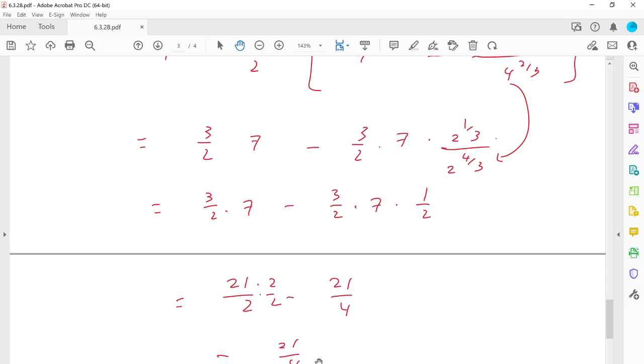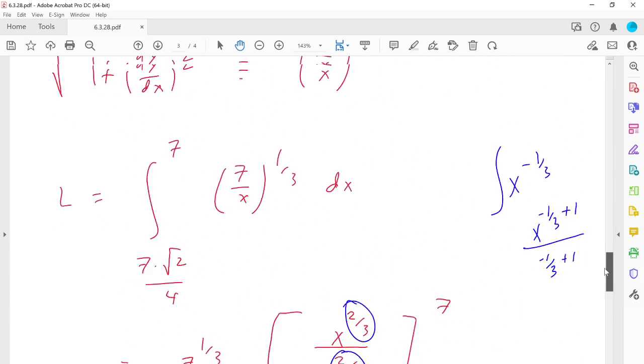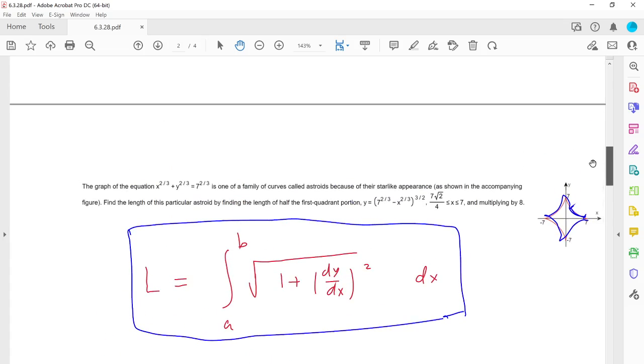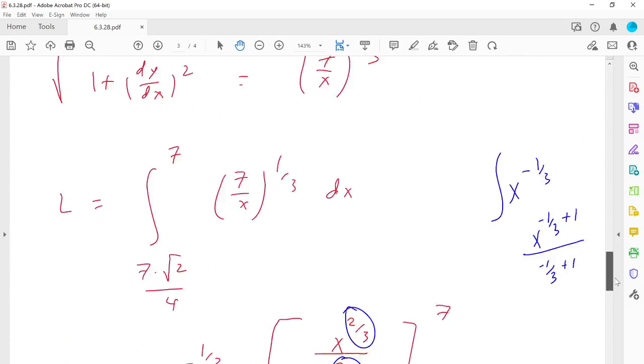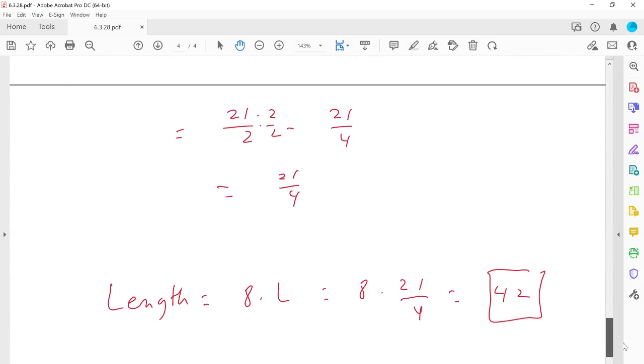Eventually it gives us 21/4. But remember, this integration only gives you the length of half of the first curve on the first quadrant. We need to multiply this length by 8 for finding the length of the whole curve. So that is our answer.